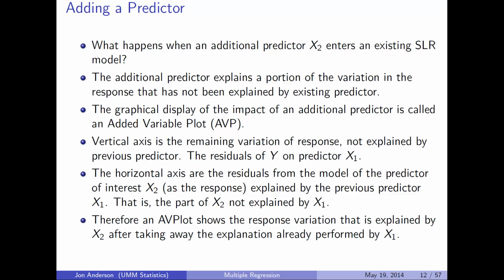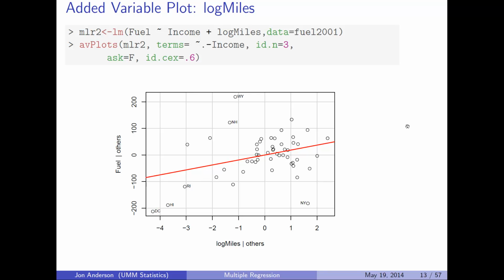So we're going to make a model that has x2 as the response variable, and we're going to use x1 to explain x2, and we're going to take the residuals from that regression, and that will be on our horizontal axis. So therefore, in the final bullet, an added variable plot is going to show a visualization of the response variable variation that can be explained by the additional variable x2 after x1 has already done what it can.